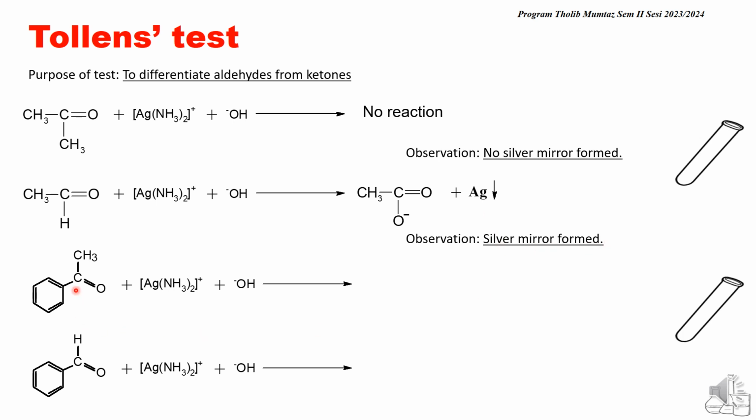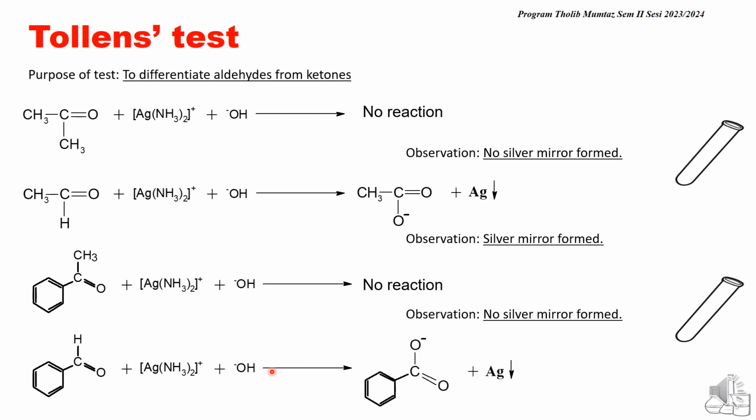Next structure, you are given another ketone, but aromatic. Same thing, ketone will have a negative Tollens' reaction. So this will be no reaction, and the observation should be no silver mirror formed. Next structure, you are given another aldehyde, but aromatic. Tollens' test is positive for both aliphatic and aromatic aldehydes. So when the aromatic aldehyde reacts with Tollens' reagent, it will have a product. Same thing, only the H from the aldehyde is replaced with O negative and Ag will be your side product. So the observation is silver mirror formed.